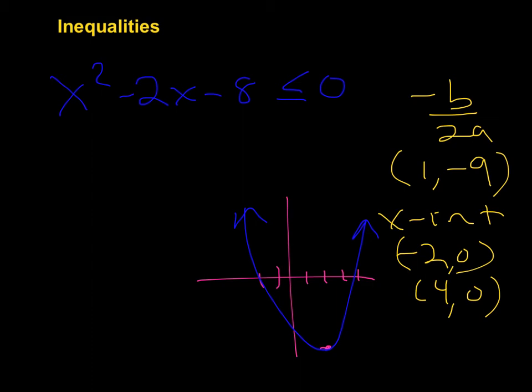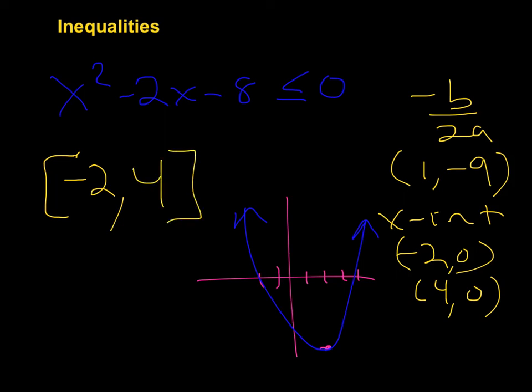So where am I less than 0? Well, my function is less than 0 here. So again, I want to use interval notation to describe these x values, right? Because it's all about the x. So my interval is simply going to be, and I'm going to use square brackets this time, -2 to 4.